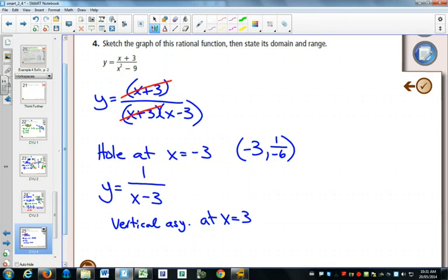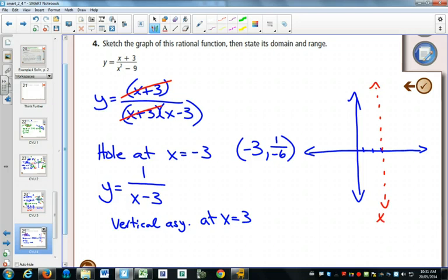Just to start our sketch, we know that there's an asymptote at x equals 3. And we know that we have a hole at minus 3 comma minus 1 over 6. So we find our vertical asymptotes and our hole first. Then we look if there's horizontal asymptotes or oblique asymptotes.